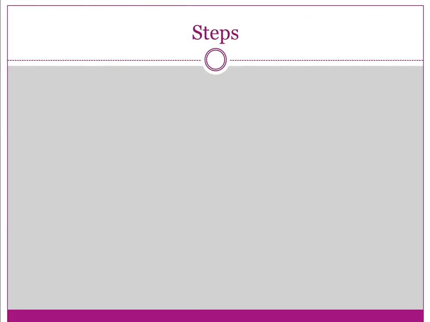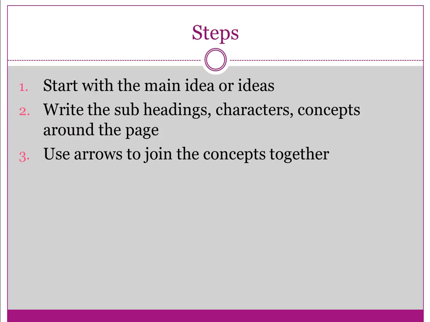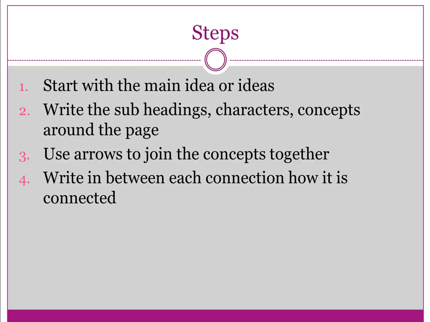So the steps you need to take for this one. Again, you start with the main idea or ideas. So it could be a character, it could be a novel, it could be an event in history, whatever it happens to be. You need to write the subheadings, characters, concepts around the page. So whatever is connected to that main idea, you write them around the page. And then you use arrows to join the concepts together. So if one concept on one side of the page is related to another, you can join an arrow, depending on which way it goes, it might only go out or it might go both ways. And then you write in between each connection how it is connected. And you can use words or even questions in between for these bits and pieces.